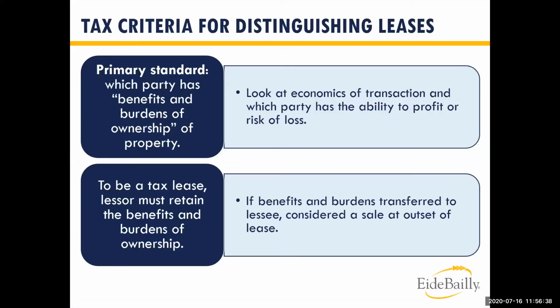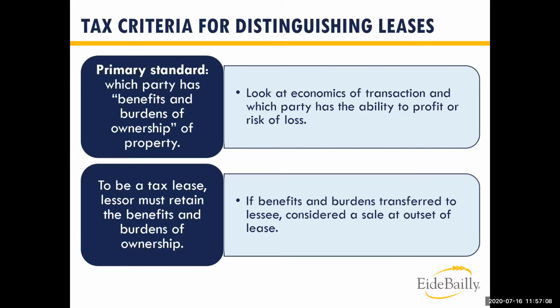The tax criteria for distinguishing leases between what we think of as an operating lease and a capital lease is based on the benefits and burdens of ownership. In contrast, the financial reporting rules are based on length of lease, present value of payments, some more black and white tests. Our tests are all gray. We're looking at the economics of the transaction, trying to figure out who actually is getting the economic benefit from this underlying asset, because they should be treated as the owner of the asset for tax purposes.